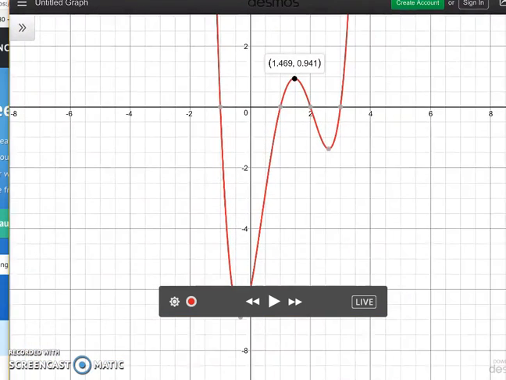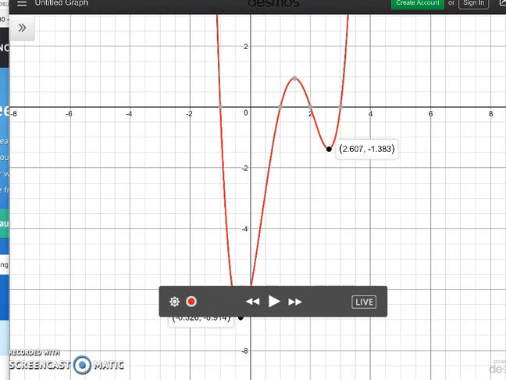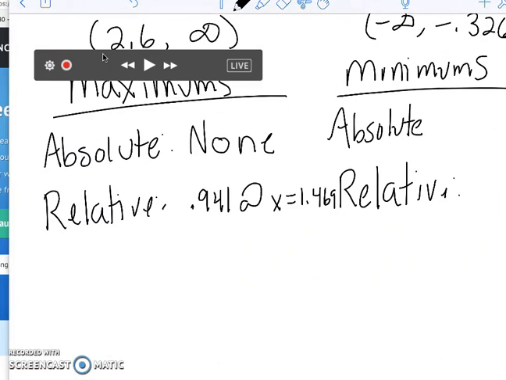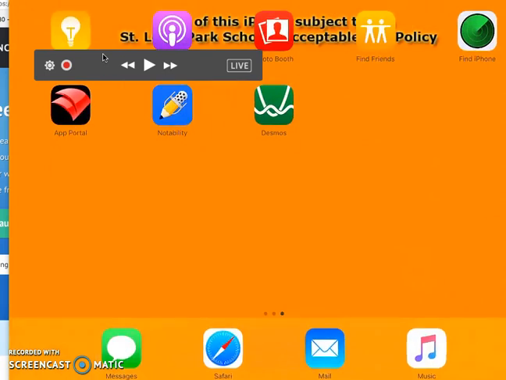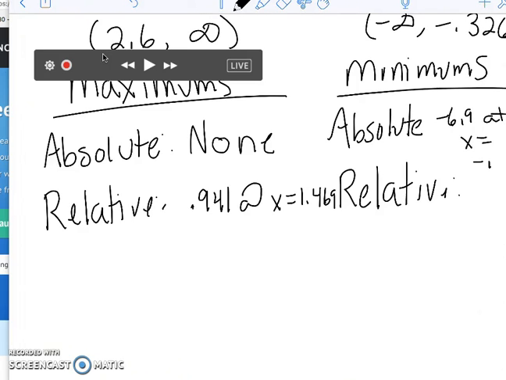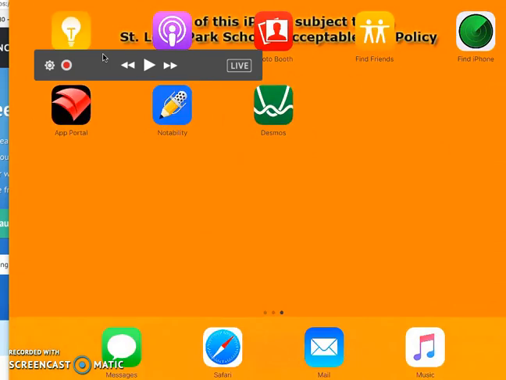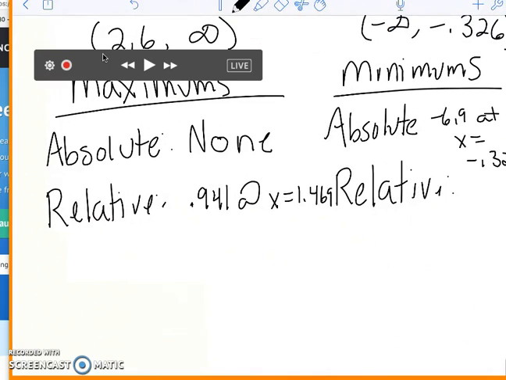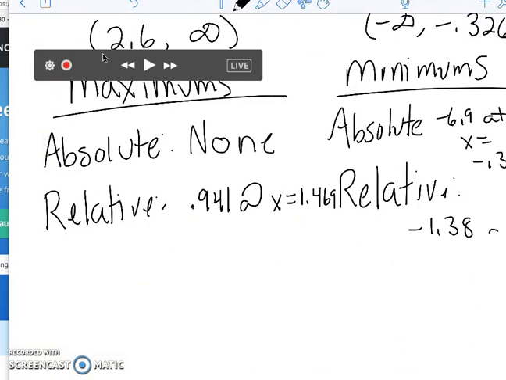And then the absolute minimum. Well, let's see. Here's the absolute minimum, but there's another min right there, so that would be our relative minimum. So again, here the absolute is negative 6.9 at x equals negative 0.326. But there was also this relative here of negative 1.38 at x equals 2.6.